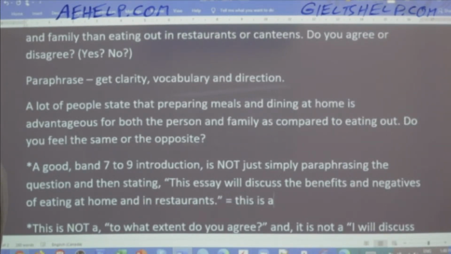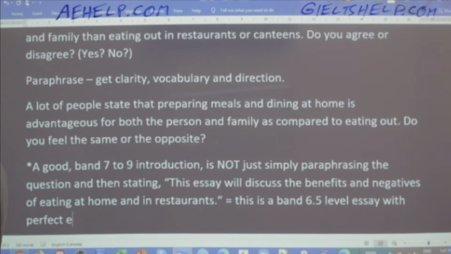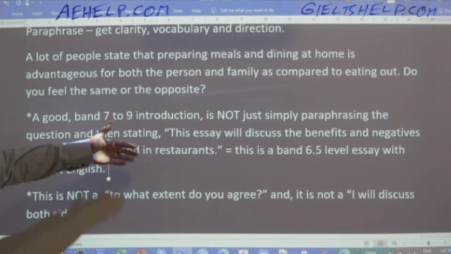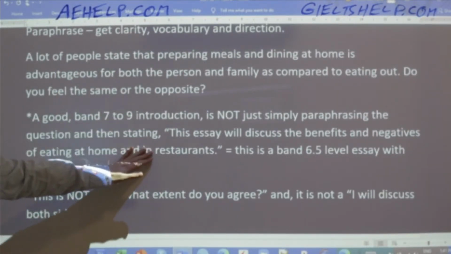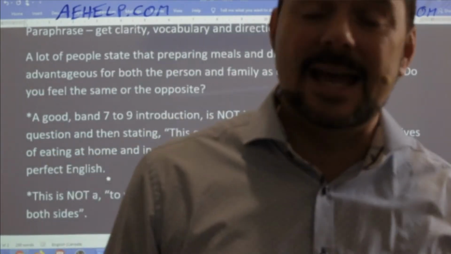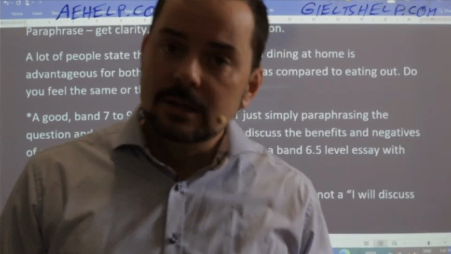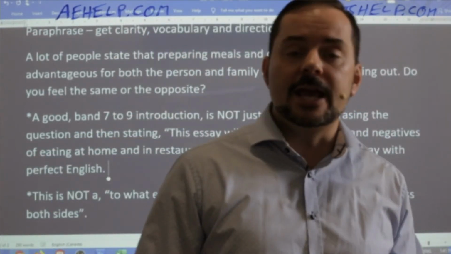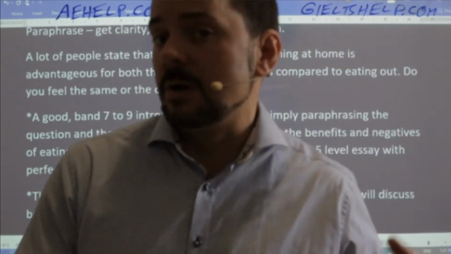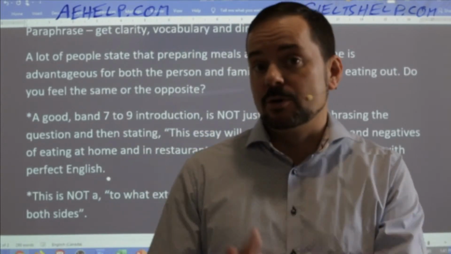This is a band 6.5 level essay with perfect English. Okay, so if you have perfect grammar, perfect sentence structure, and you write an essay introduction where you just paraphrase and then you write this, that's just a band 6.5. Why? Because that's basically grade 10, grade 11 level writing in a North American, British, Australian school, and that's roughly a band 6.5 when it's done perfectly. Okay.